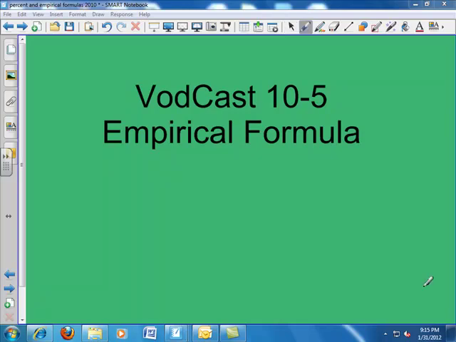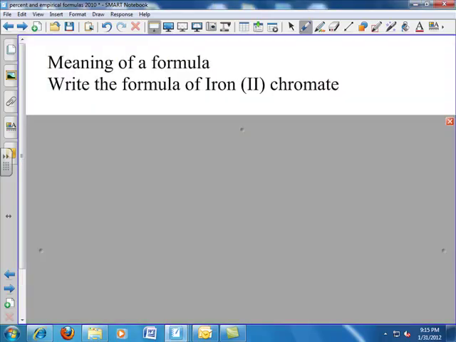Okay, so now that you've done percent composition, we're going to do the reverse process of that with what's called empirical formula. Another word for that is simplest formula, but what we're going to look at in this podcast will be how to actually create formulas. First, I'm going to break down a formula and look at what is the actual meaning of a formula.